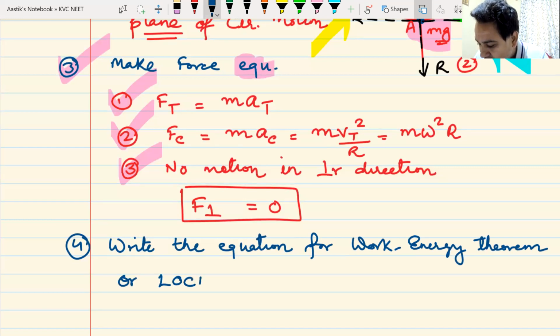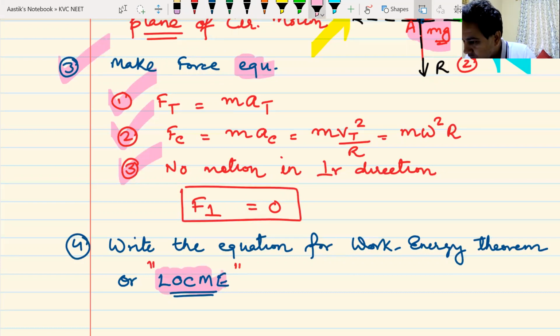Do you remember what is LOCOME? Do you remember what is LOCOME? Yes, sir. What is that, beta? Law of conservation of mechanical energy. Well done. Only girls are useful here. Guys are useless. Shame on them.